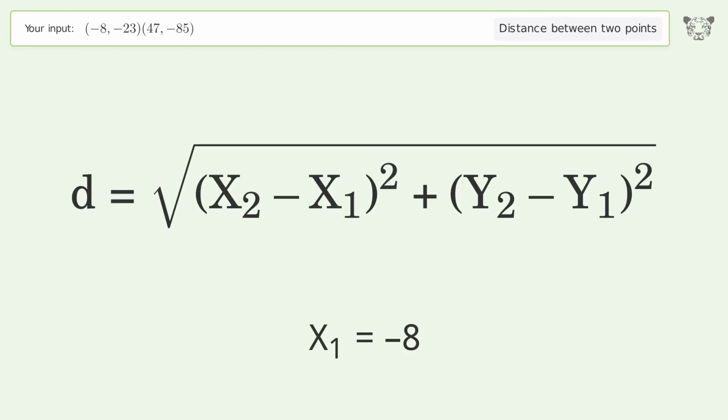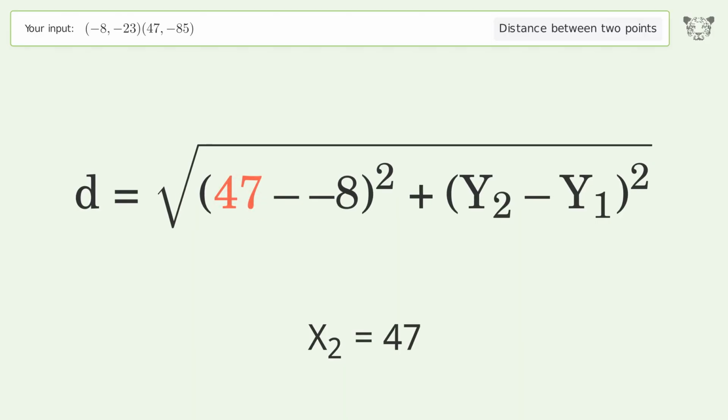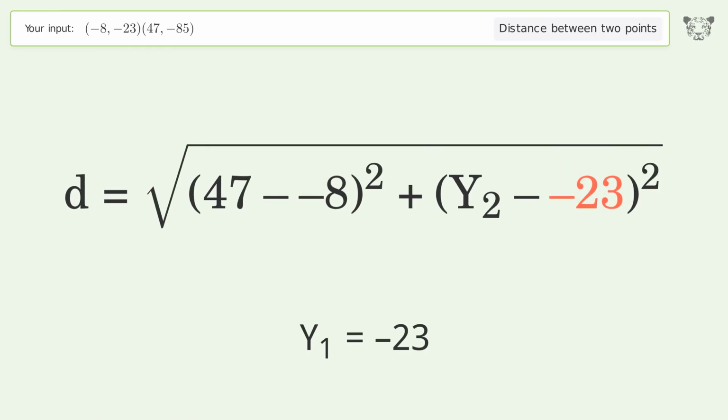x1 equals -8. x2 equals 47. y1 equals -23. y2 equals -85.